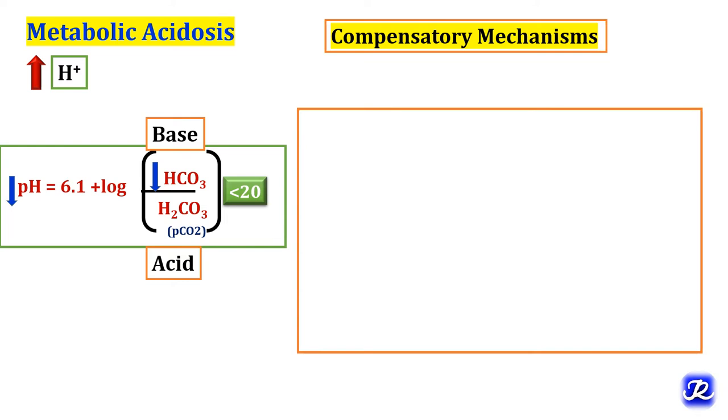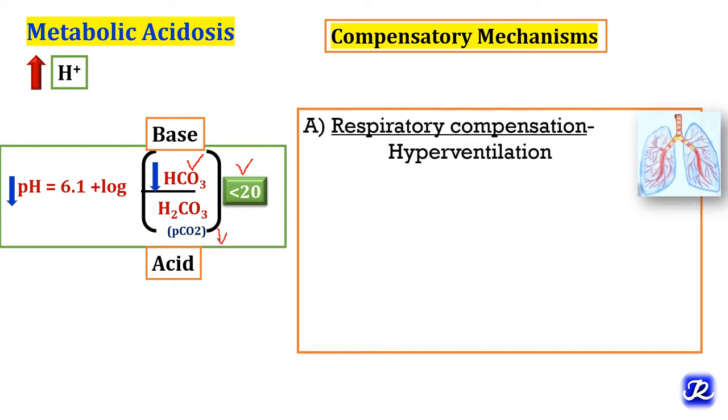As we know, the primary defect in metabolic acidosis is a decrease in bicarbonate level, and because of that, the bicarbonate to carbonic acid ratio becomes less than 20. So the body tries to bring back this ratio primarily by decreasing the carbonic acid level in the blood, and that is by decreasing the partial pressure of carbon dioxide. So respiratory compensation is the primary compensatory mechanism.